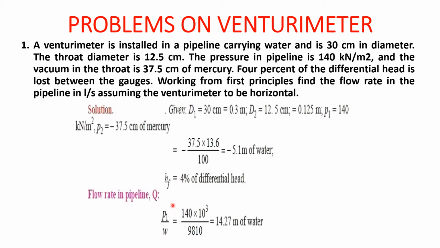Let's go for the first value, that is the pressure head at inlet. So P1 by W. P1 is 140 kilonewton per meter square, so converting this into Newton, 140 into 10 raised to 3 divided by the specific weight of water, 9810 Newton per meter cube. When we evaluate this, we get 14.27 meters of water. This is the value of the pressure head.